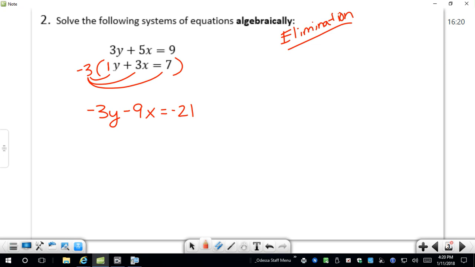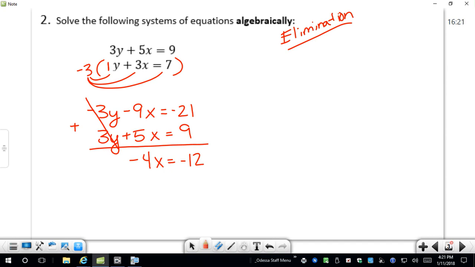And then recall what we're going to do, guys, is we're going to bring down that original equation that we did not manipulate, and we're going to restack them. And then we are going to add this system together. And we get that elimination effect. The y's cancel. -9x plus 5x is -4x. -21 plus 9 is -12. So now, guys, we just have a one-step equation to solve. Divide by -4, x equals 3.